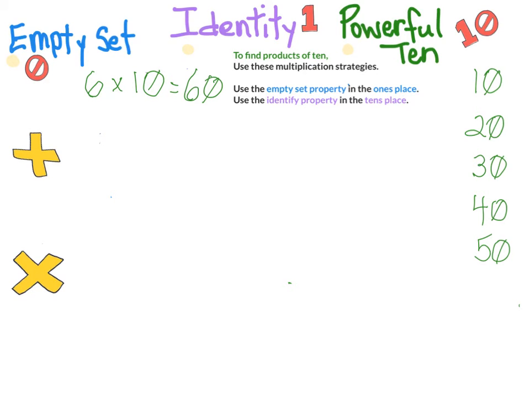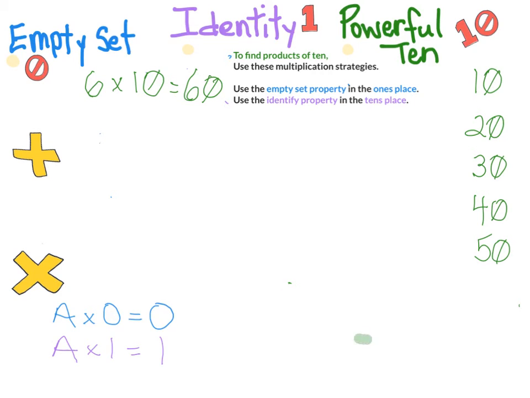Let's look at these statements. To find products of 10, use these multiplication strategies. Use the empty set property in the ones place, and our empty set property of multiplication says that any number times 0 is 0. And it also says to use the identity property in the tens place, and the identity property says that any number times 1 is equal to itself.